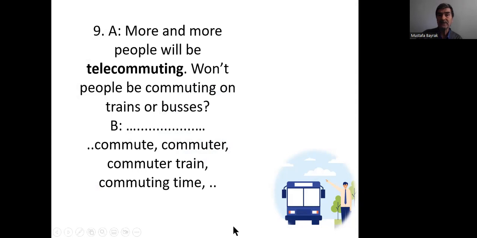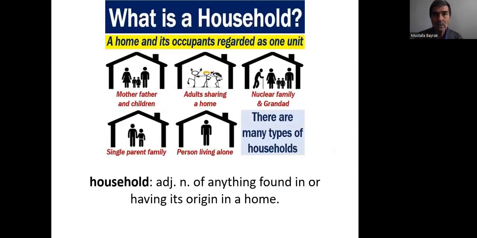Yes, commute means go to work. Commuter means the person who goes to work. Commuter train means the train that carries the commuters. Yes, commuting time means the time that people go to their work. Okay, the household. What is a household? What does household mean? It means anything found in or having its origin in a home.